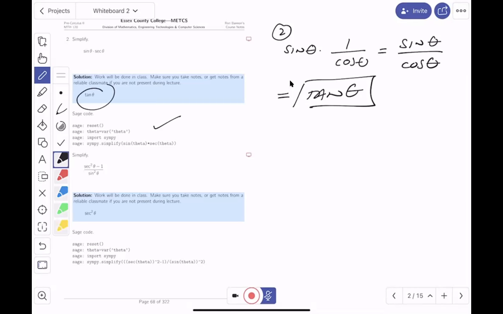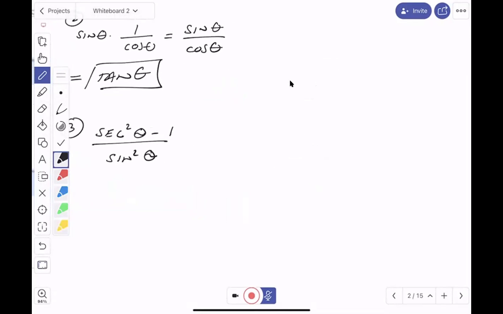All right, let me do number 3 now. And what I'm seeing appears to be a Pythagorean identity. I want to review those with you. I'm just going to review the Pythagorean identities. So the first one we introduced to you was sine squared theta plus cosine squared theta equals 1. And then we divide it through by, for example, cosine squared. We would get tangent squared theta plus 1 equals secant squared theta.